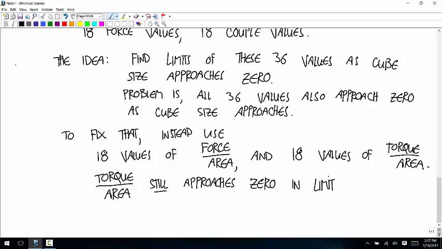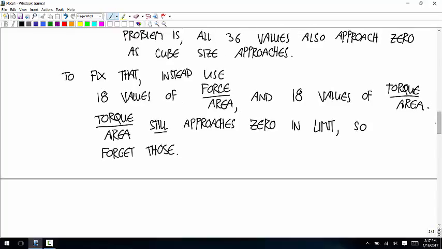Okay, and so forget those. Those couples are not going to come into this at all. But the force per area values are going to be non-zero, and that's going to define the stress tensor. Because the force is also going to 0, they're indeterminate forms. Is that what they call those? The limit of 0 over 0? Yes.